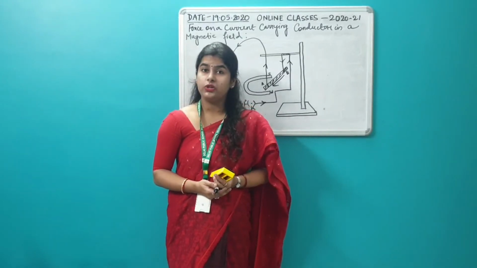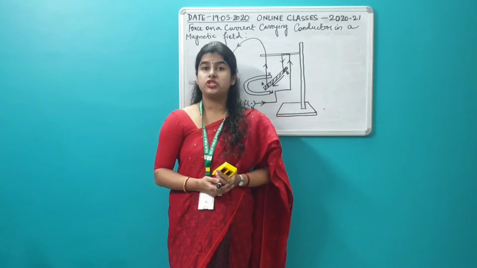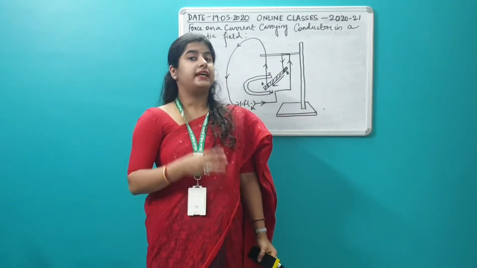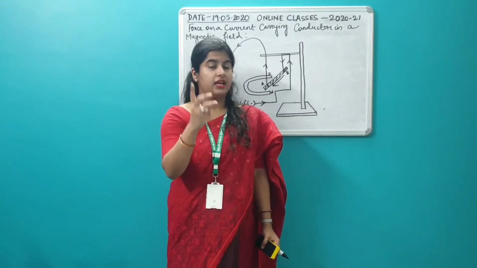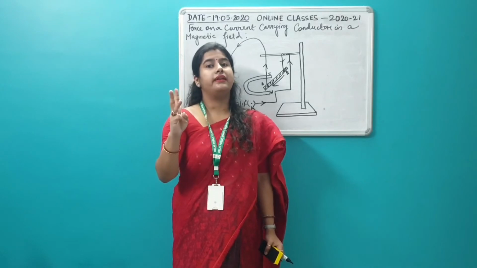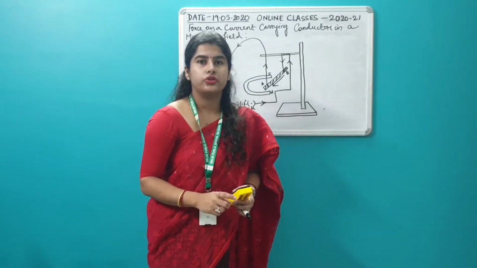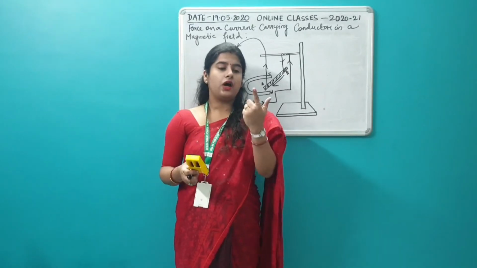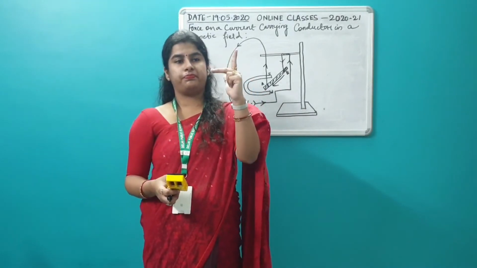And now we have a new rule which is known as Fleming's left hand rule. Fleming's left hand rule will give you the direction of the force. Here we are going to take into account three things. One is the magnetic field, another is the current, and the third is the direction of the force. So your left hand rule will be just like this.